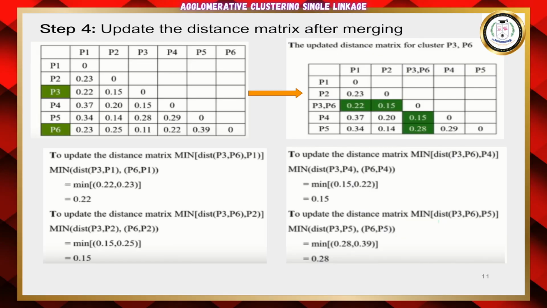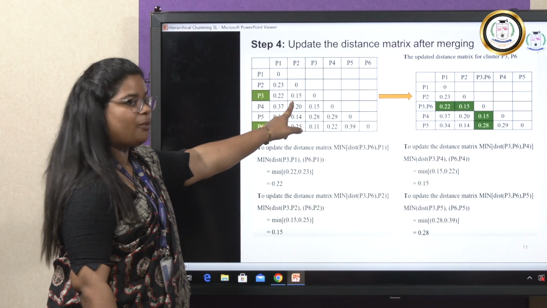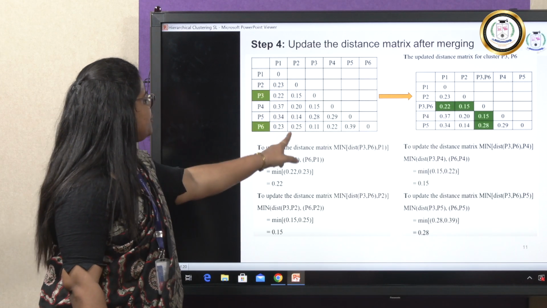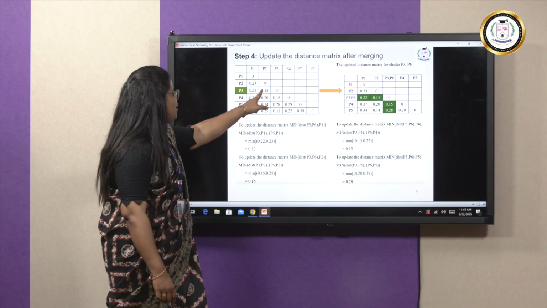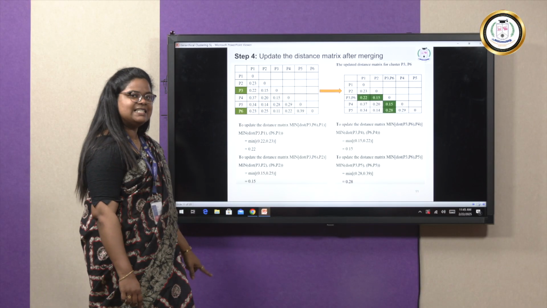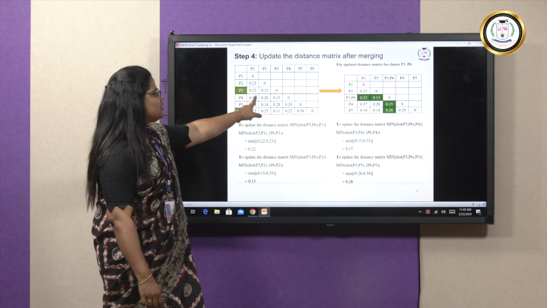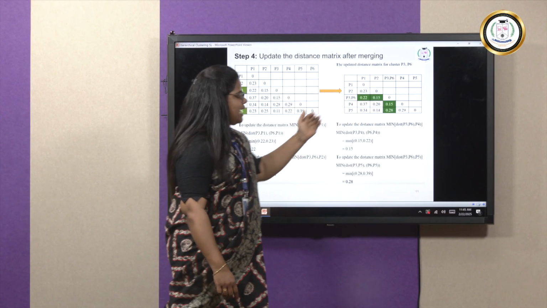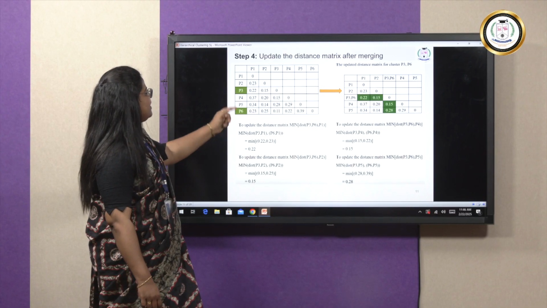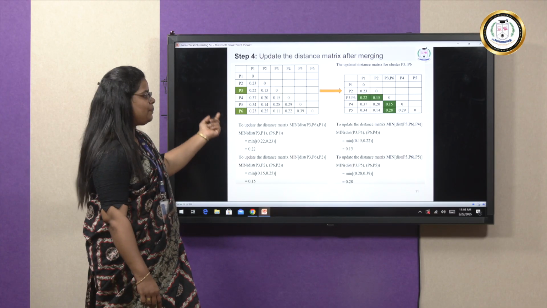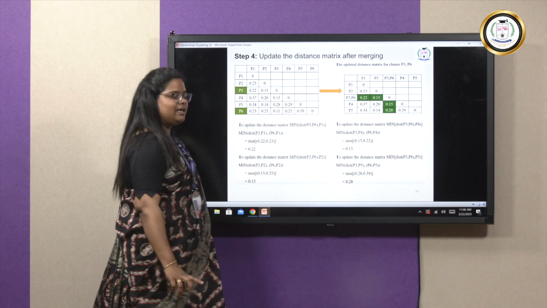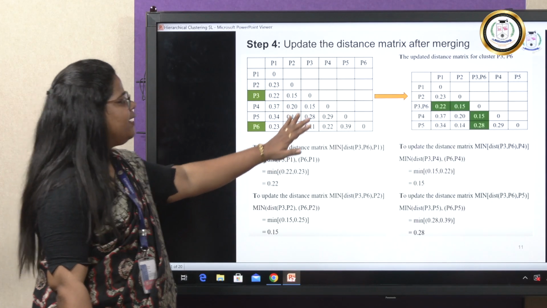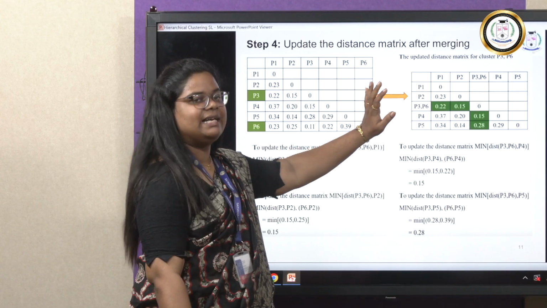Next we have to find the distance between P3, P6 with P2. P3, P2 is 0.15 and P6, P2 is 0.25. In the single linkage method, you have to use the minimum distance. So 0.15 or 0.25, which is the least distance? Obviously 0.15, so that value will be written here. You have to do the same thing for P3, P6 with P4, and P3, P6 with P5. Once you complete this, you will get the updated matrix given here. This is completed, and this is the newly created distance matrix.